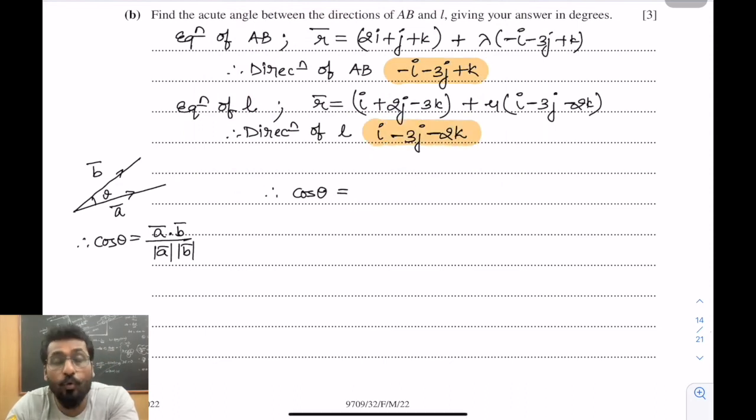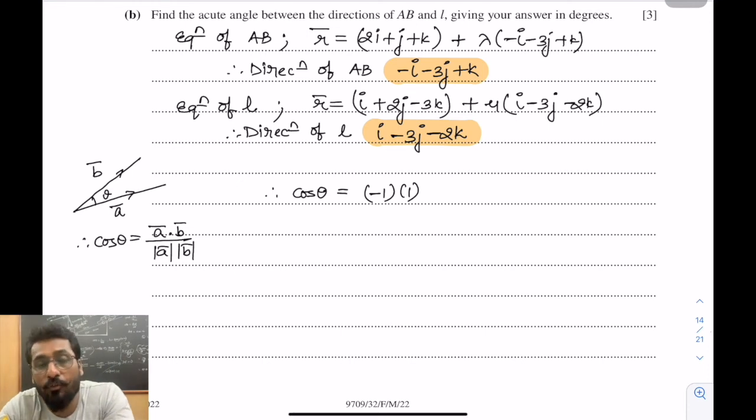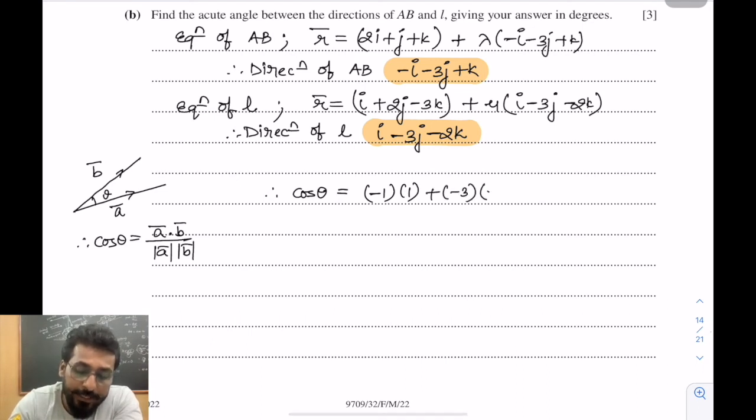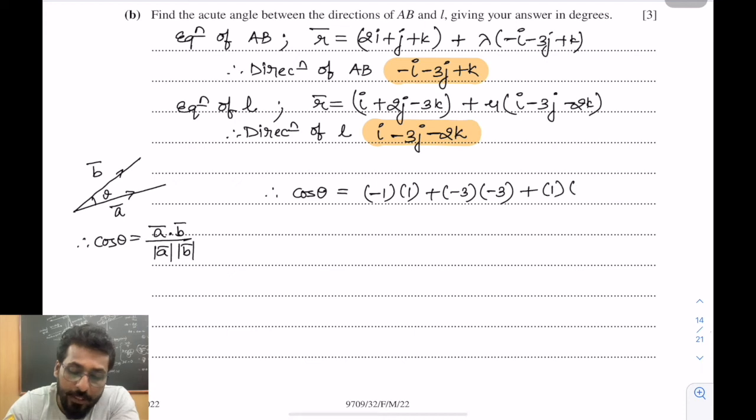So you want to multiply the coefficients of I, the coefficients of J, and the coefficients of K. So it's going to be minus 1 multiplied with 1. So in the direction of AB, the coefficient of I is minus 1, right? So minus 1 into 1, and then plus minus 3 times minus 3, so the coefficients of J are minus 3 and minus 3, and then plus the coefficients of K, which are 1 and minus 2. This entire thing needs to get divided by under root of the coefficients of I, J and K, the whole square. So that's minus 1 square plus minus 3 square.